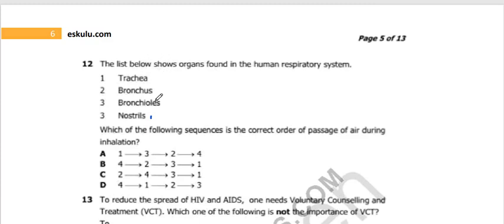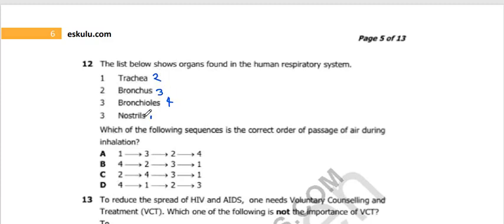So as I was saying, when you inhale, air first goes through the nostrils, passes through the trachea, which is simply a tube-like part in your body, and then it goes to the bronchus. And then lastly, we've got the bronchioles. So firstly, it goes through the nostrils, then the trachea, then the bronchus, then lastly, the bronchioles.